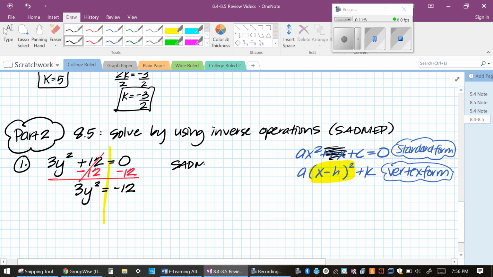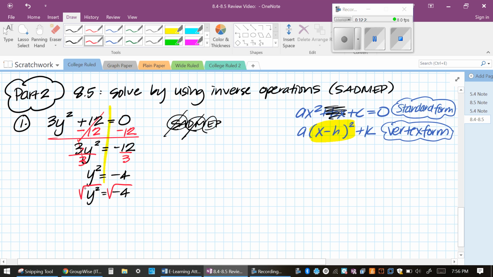I already checked for addition and subtraction, got rid of that. Now I'm looking for multiplication or division with my variable. It's being multiplied with 3, so I'm going to go ahead and divide by 3. Now I'm going to check for exponents. I've got an exponent of 2. That's a square, so I'm going to square root it.